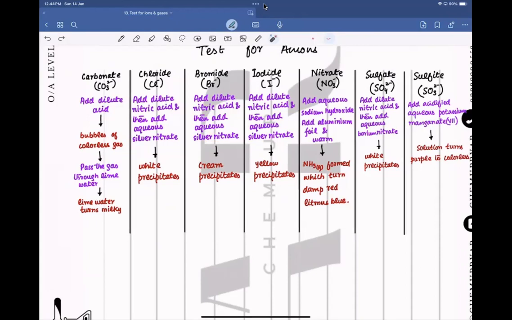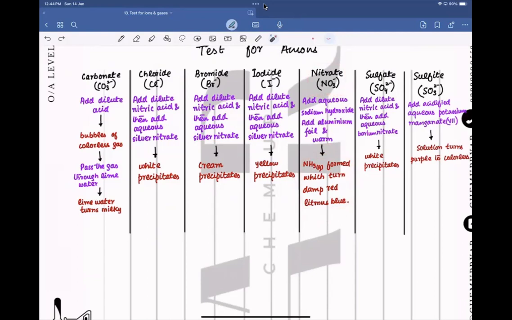Yes, sir. Okay. Now we have the nitrate ion. To identify the nitrate ion, we add aqueous sodium hydroxide, then aluminium foil, and then we warm it. So we have to do 3 things: add aqueous sodium hydroxide, then aluminium foil, and then warm. It will give us ammonia gas, and ammonia gas turns damp red litmus blue. If we observe these observations, then we can conclude that the sample contains the nitrate ion.